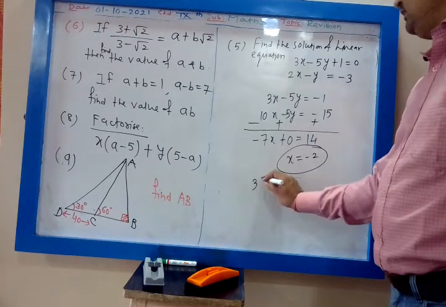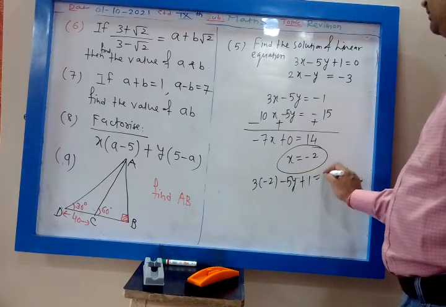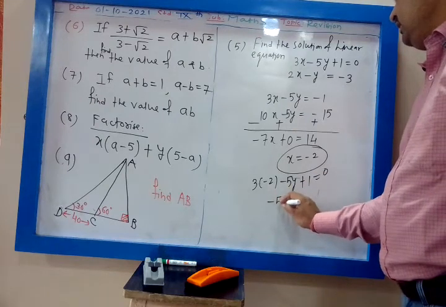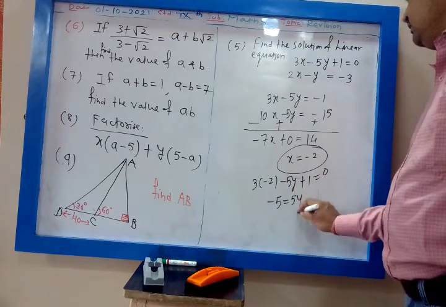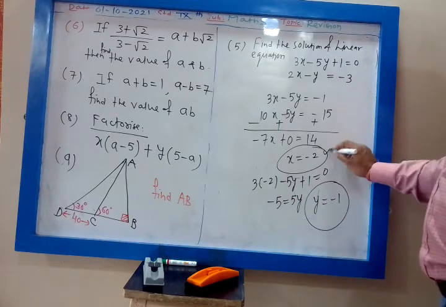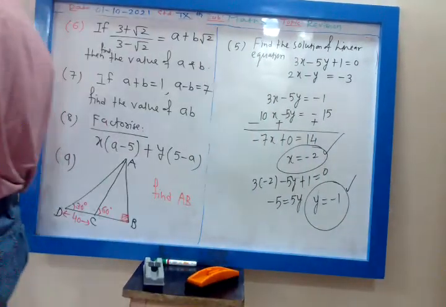So 3 into x minus 2, minus 5y plus 1 is equal to 0. So minus 6 plus 1 minus 5 is equal to 5y. So you will get y is equal to minus 1. So the answer was x is minus 2, y is minus 1. Yes, same answer.